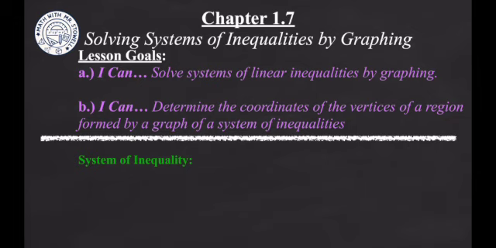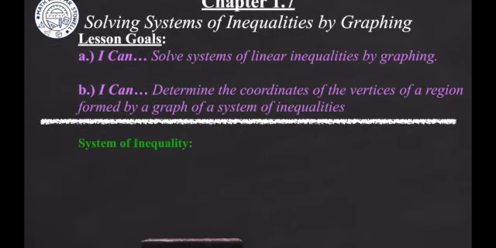Just to remind ourselves, let's remind ourselves what a system of inequalities is. A system of inequalities is just like a system of equations, where we have more than one inequality happening. So we could have, let's say, y is bigger than or equal to 2x plus 1. That's not a system because we only have one inequality. We could also make another inequality of y is less than or equal to 5x minus 2. Now since we have two inequalities, this is now a system.